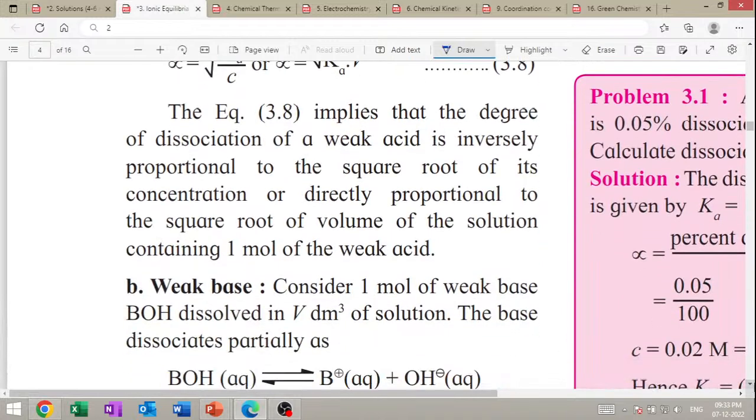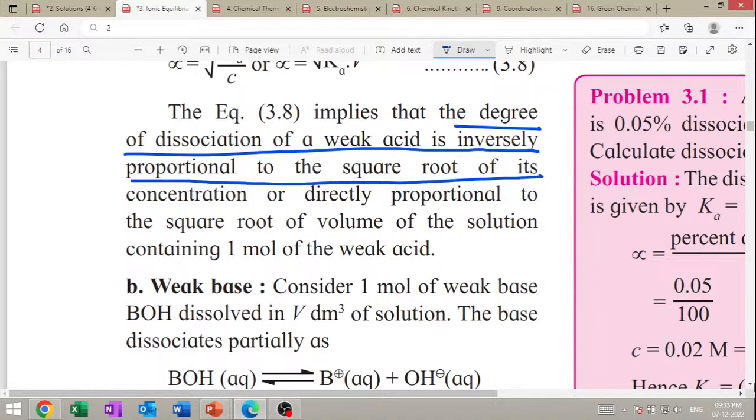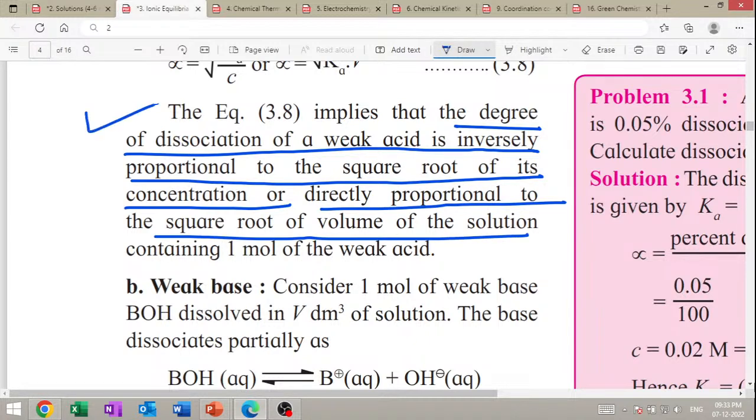So these are the statements. The degree of dissociation of weak acid is inversely proportional to the square root of its concentration, or directly proportional to the square root of the volume of the solution. So this is the statement of the Ostwald dilution law for weak acid. And always remember, weak acid and weak base चं statement same आहे. फक्त एक change काय करायचं, इथे weak acid आहे तिथे weak base नोट करायचे.